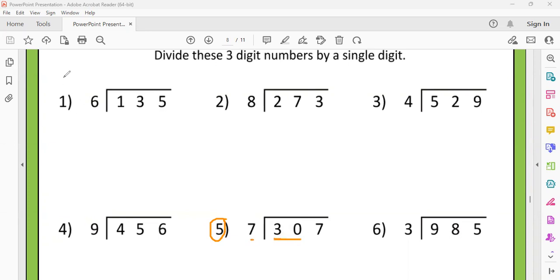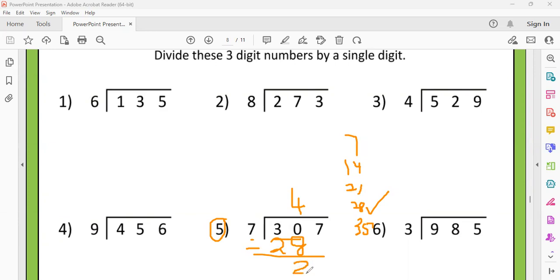For that, you need to know your times table 7, guys. So, 7, 14, 21, 28, 35. I can't reach 35. I can only go up to 28. So that's going to be 4 times. Then 28 is written at the bottom to find the remainder.